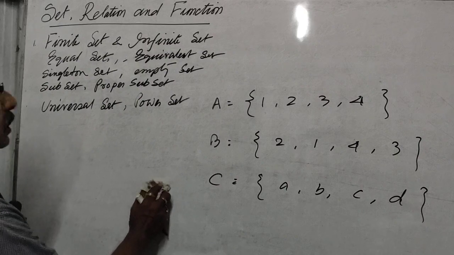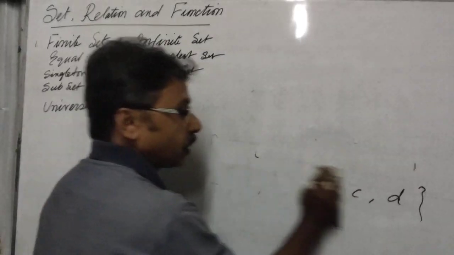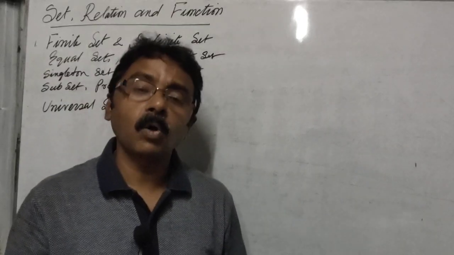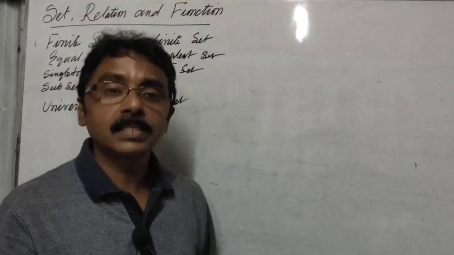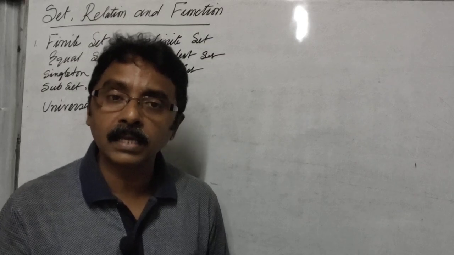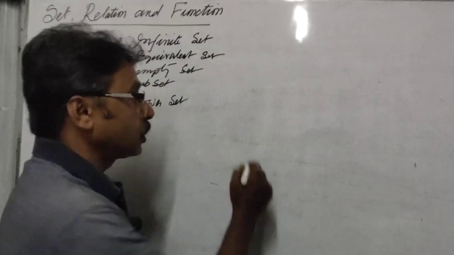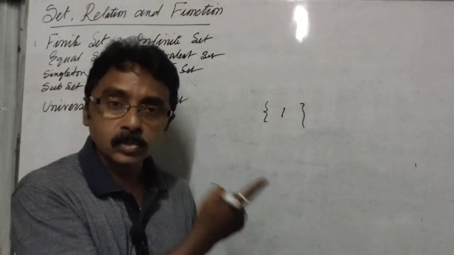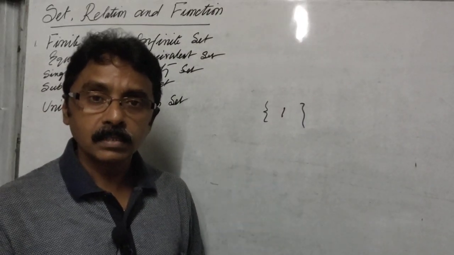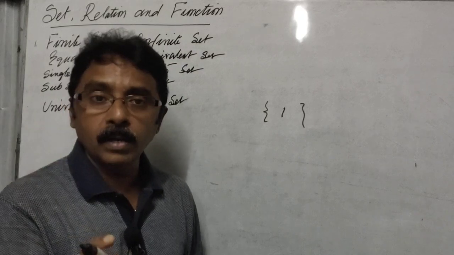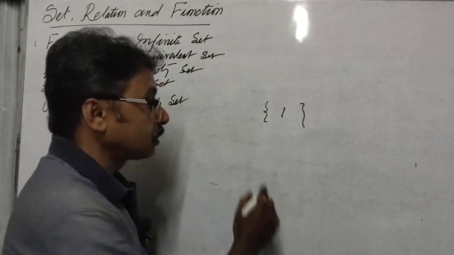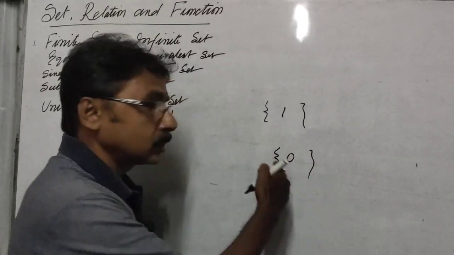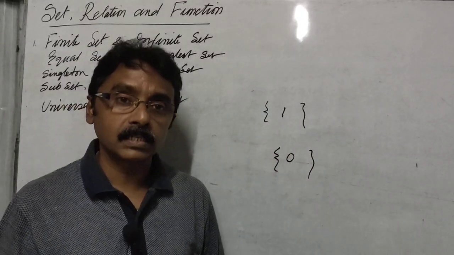Now what is a singleton set? If a set contains exactly one element, it is called a singleton set. Suppose the set of natural numbers less than 2, just only 1. This is the natural number less than 2. So it is a singleton set. The whole number which is not natural, 0. So this is another singleton set.